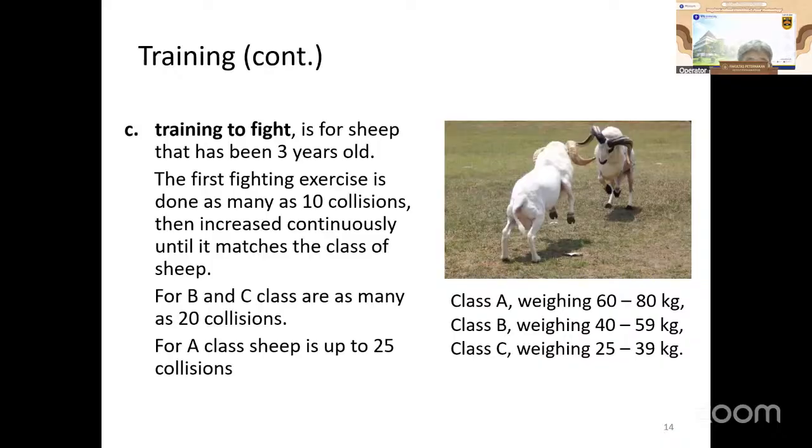And training to fight is done only when the ram has reached 3 years old. The first fighting exercise is done with no more than 10 collisions, then increased gradually until it matches the class of the sheep. There are 3 classes of sheep. Class A weighing 60 to 80 kilograms, Class B weighing 40 to 59 kilograms, Class C weighing 25 to 39 kilograms. For B and C class, they are trained as many as 20 collisions. And for A class rams, up to 25 collisions.